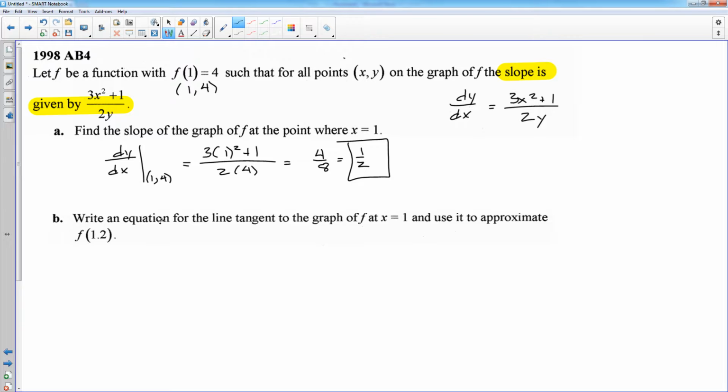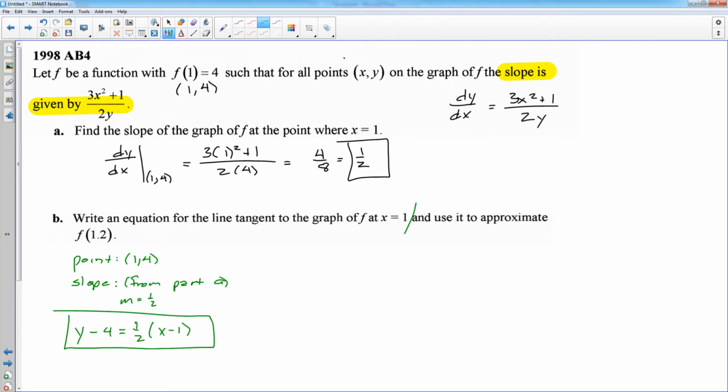Okay, part B, write an equation for the line tangent to the graph of f at x equals 1. Well, that's something we've been doing since August. Anytime you want the equation of a tangent, you always need a point and a slope, and this is pretty easy because the point was given to us, it's (1, 4), and the slope we just got from part A. So we're going to import our answer from part A, and that was 1/2. So we'll simply take our point and our slope and throw it into point slope form: y minus 4 equals 1/2 times (x minus 1). So there is the equation of the tangent.